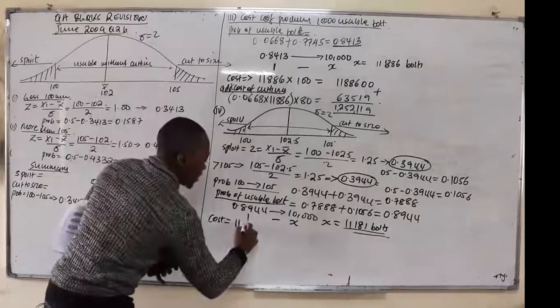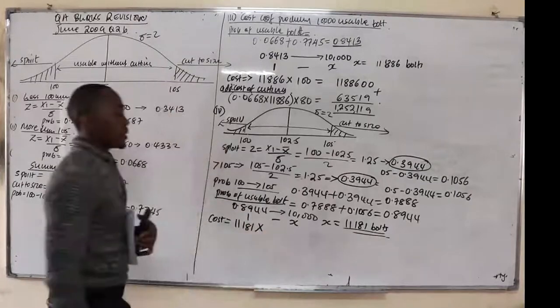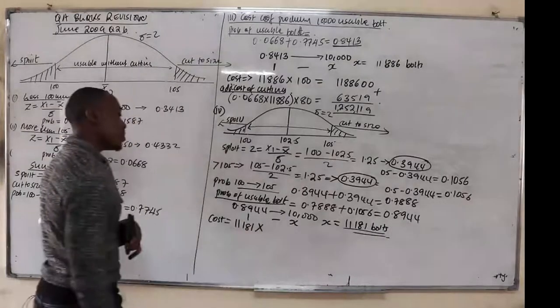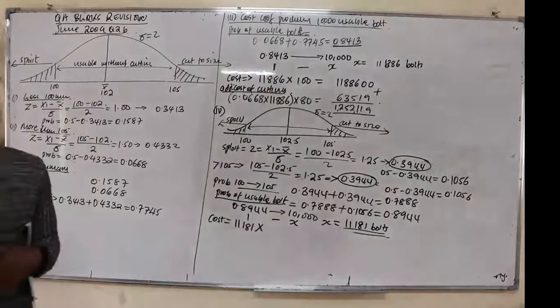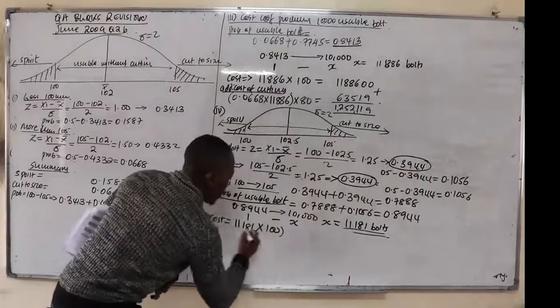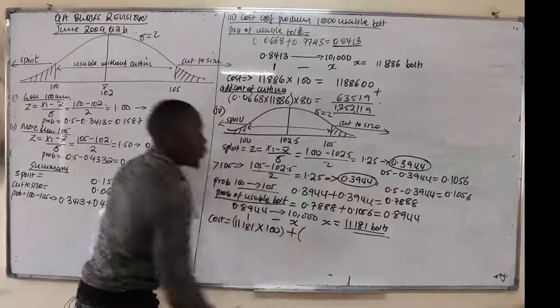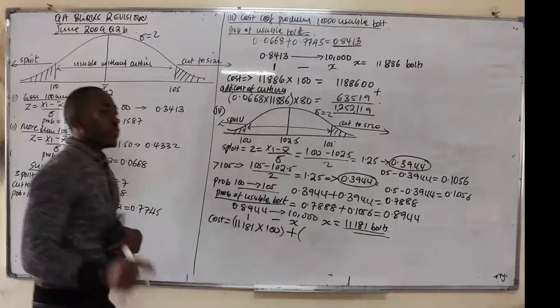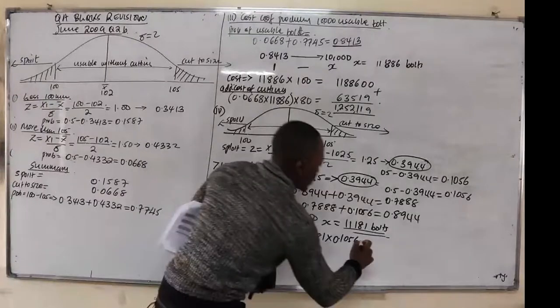Therefore, how much will be our cost? It's 11,181 bolts, each at a production cost of how much? 100, plus we have those deemed to be cut to size. So of the total production, 11,181 bolts, we have those deemed to be cut to size. And what's the probability of those being cut to size? The probability was 0.1056. And then the cutting cost is how much per unit? 80.